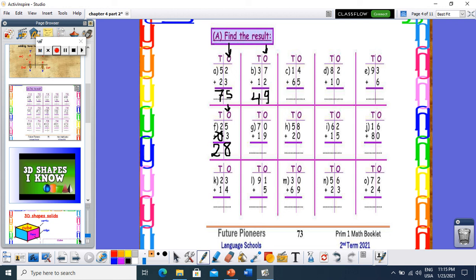You can complete the rest of the page. I think it's too easy. Now let's move to the next topic, which is talking about the solids. But listen well to this video.